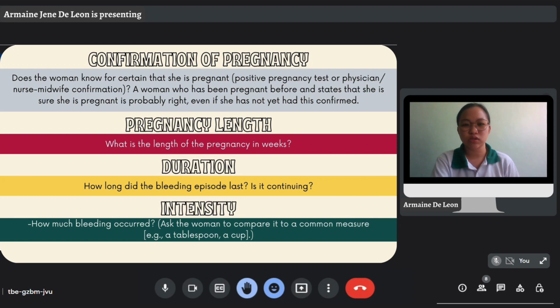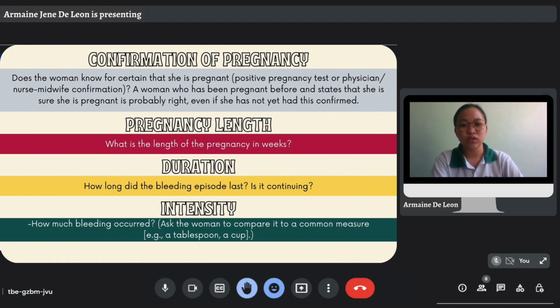So next, we are going to assess the client. We're going to ask them questions like, in the confirmation of pregnancy, does the woman know for certain that she is pregnant? A positive pregnancy test or a physician confirmation. A woman who has been pregnant before and states that she is sure that she is pregnant is probably right, even if she has not yet had this confirmed. Next, we are going to ask the pregnancy length. What is the length of pregnancy in weeks?